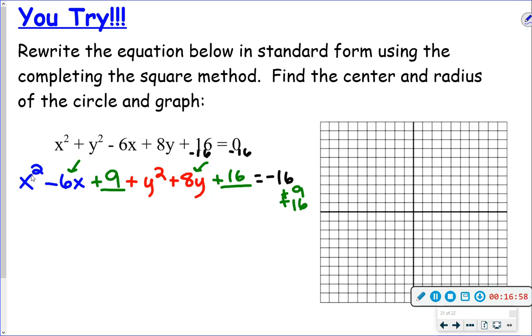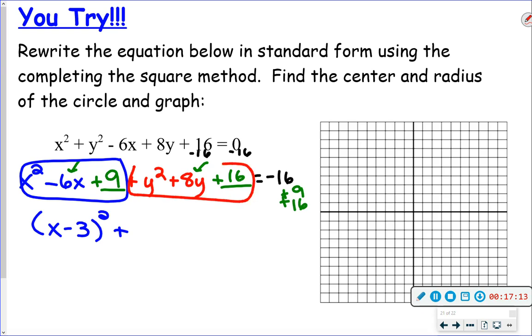Okay, factor x's. What multiplies to 9 and adds to -6? -3, -3. Y's. What multiplies to 16 and adds to 8? 4 and 4. Total it up over there on the right-hand side. Oh, nice. The 16s cancel. Yeah, we got 9. And I like 9. Perfect square. It's going to give me a nice radius. I don't have to count any decimals. Super happy. Center.